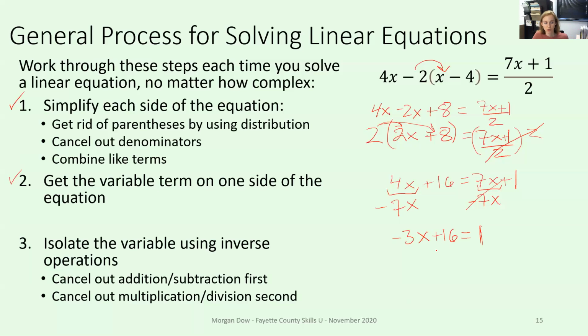So I'm going to cancel out the addition first. So I'll have negative 3x equals 1 minus 16, which is negative 15. And then I'm gonna cancel out that multiplication with division. And so we're left with x equals 5. And that's the answer. So going through this process confidently definitely takes some practice.